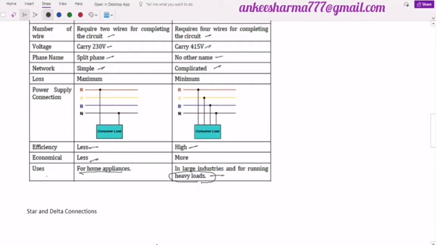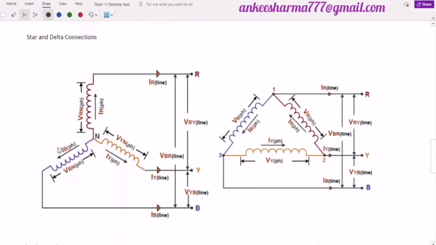So this is the basic idea related to the single phase and the three phase power supplies. Next, I want to discuss today two connections, namely the star and the delta connections. The star and delta connections are already known to you, but still I will give you a brief idea, because in this lecture I'm going to tell you a few definitions related to it. We are going to use them for the balanced and the unbalanced load in the next lectures.